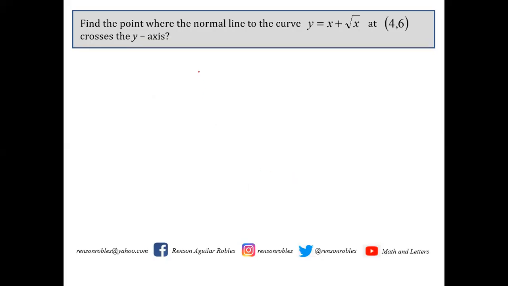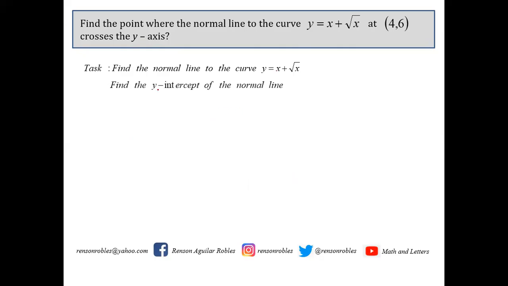Another one, find the point where the normal line to the curve y equals x plus square root of x at (4, 6) crosses the y-axis. So here, our goal is to find the normal line to the curve y equals x plus square root of x. And also, we will be looking for the y-intercept of this normal line.